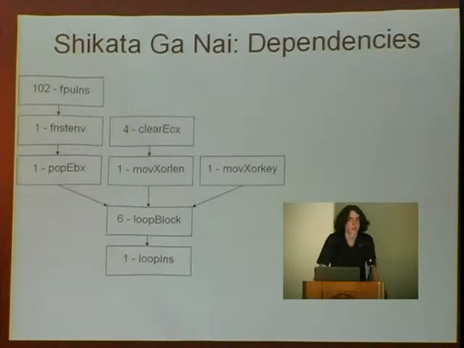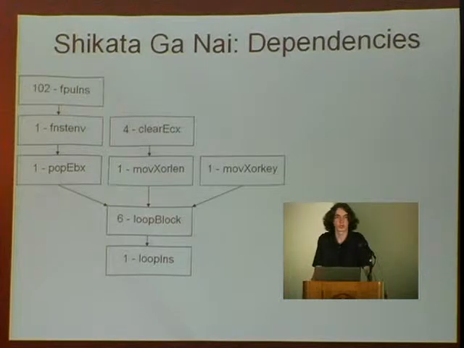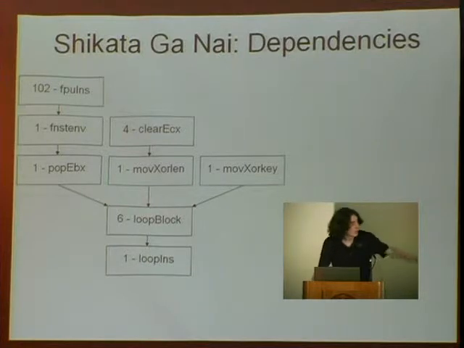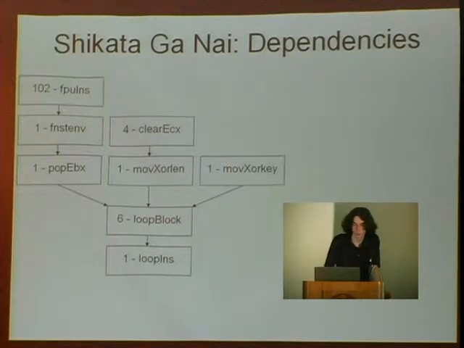So let's look at the way that Shikata actually works in generating the code. It has programmed-in logic, which has a dependency chain. If you look at this graph, at the top left there's a box with fpulns written on it, which is an FPU instruction, and it has a pointer to a box saying FNSTENV, which is also an FPU instruction on the IA32 architecture. What this graph essentially means is that before FNSTENV can run, fpulns has to run. And before popEBX can run, FNSTENV must have run.